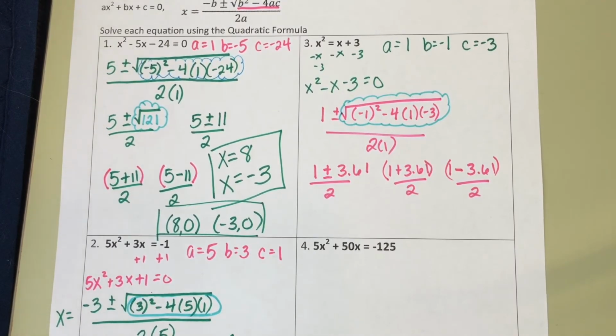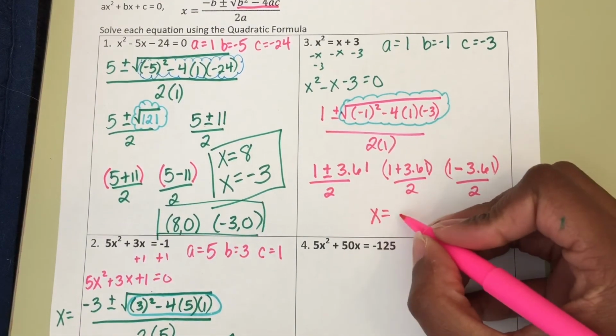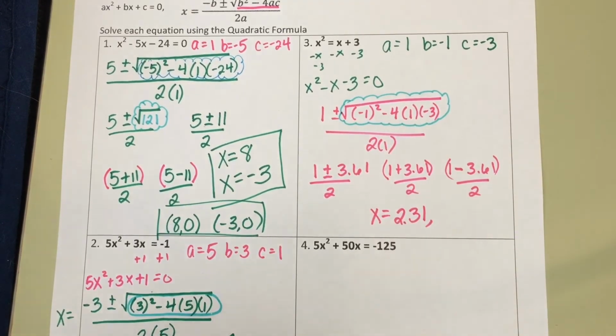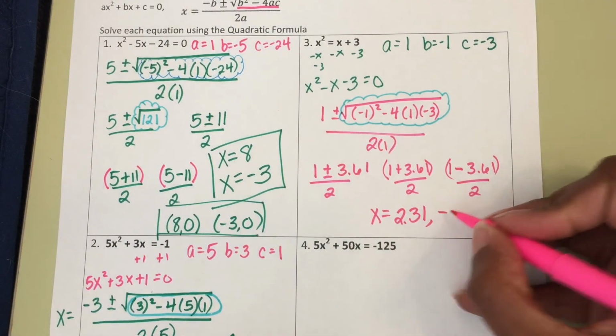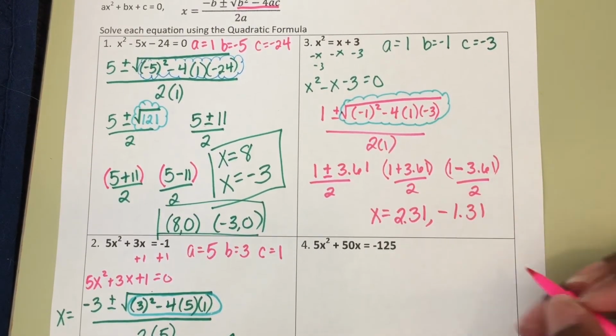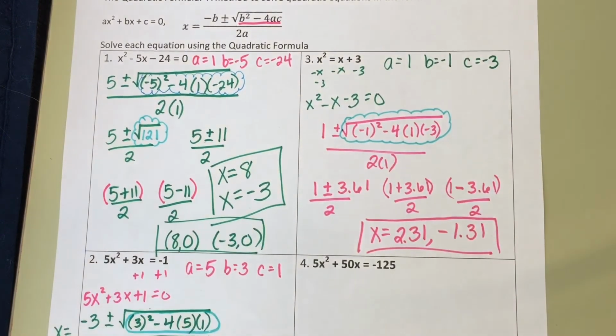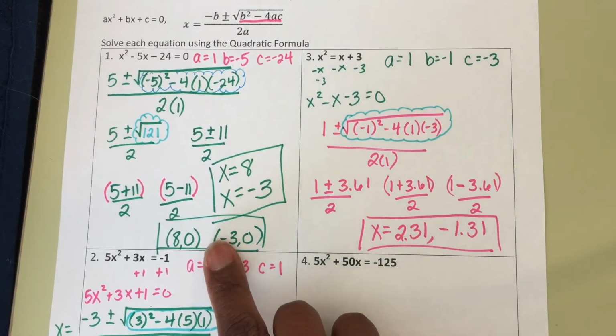So 1 plus 3.61 divided by 2. One of our answers is x equals 2.31. And then the other one, now just do a minus. Everything else stays the same, but just make it minus, and then it's -1.31. Those are your two answers. Again, you can also write it as ordered pairs. I'm kind of running out of space, so I'll just leave it like this, but you can also go back and do the ordered pairs.